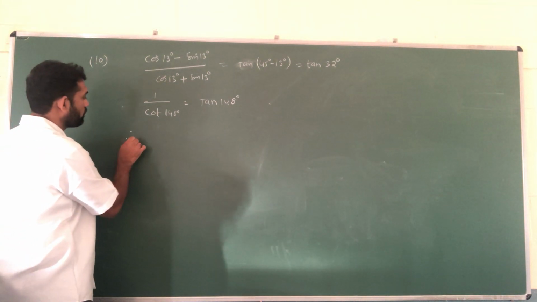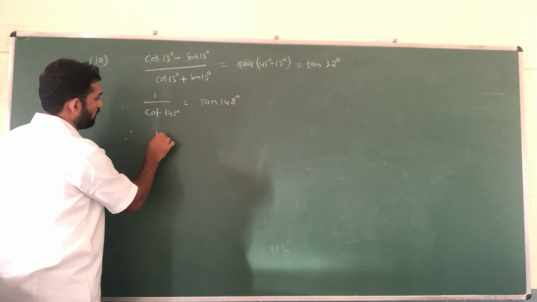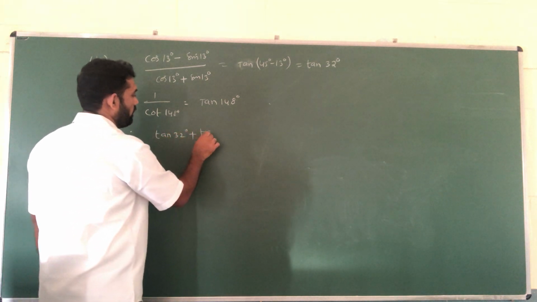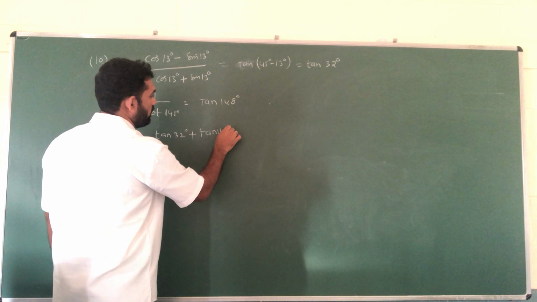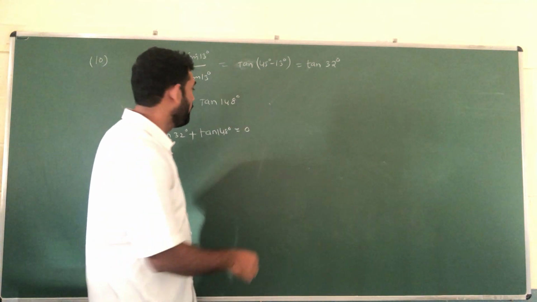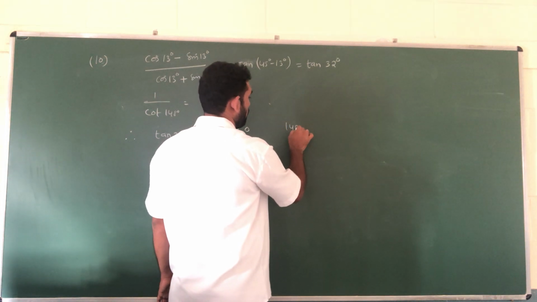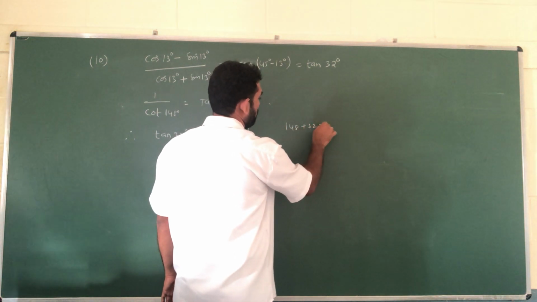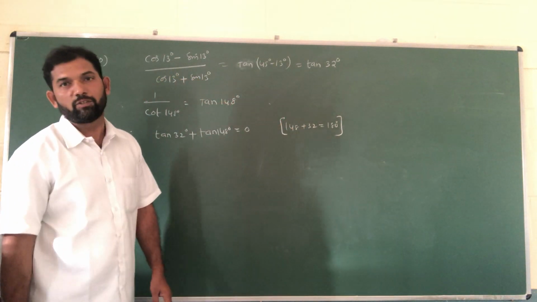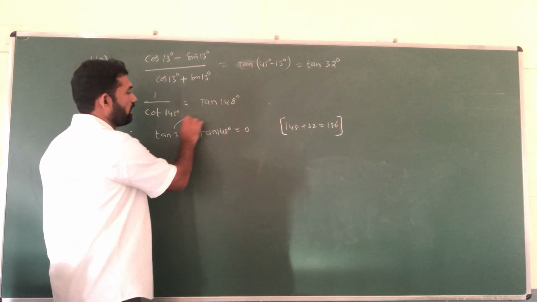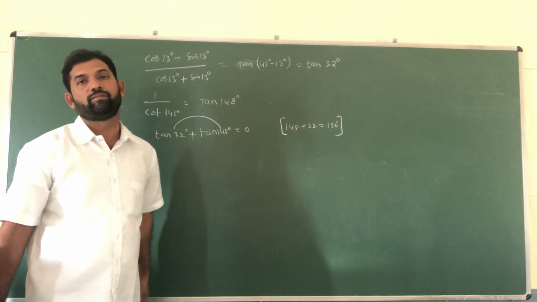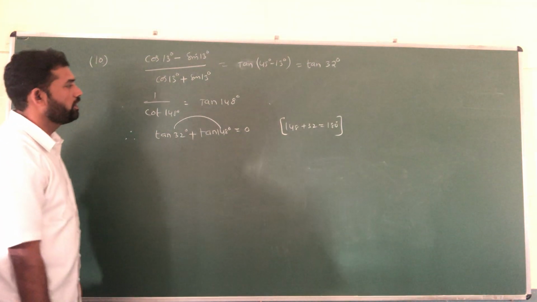Now these two are added: tan 32 degrees plus tan 148 degrees. This value should be 0. Why? Because 148 plus 32 is equal to 180 degrees, so the tan 180 degrees value should be 0. If these two angles sum to 180, the whole sum should be 0 only.